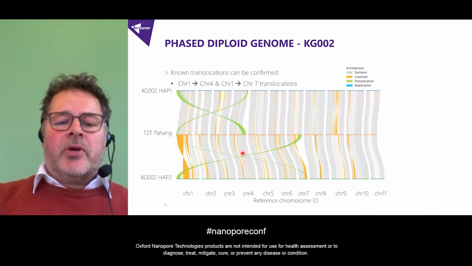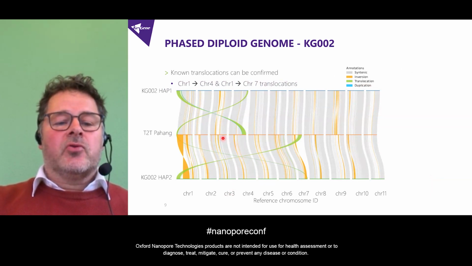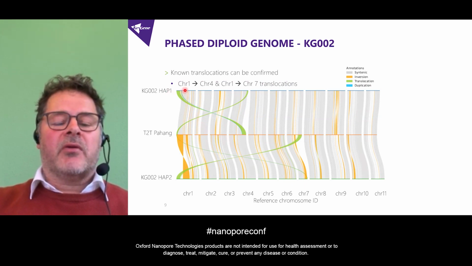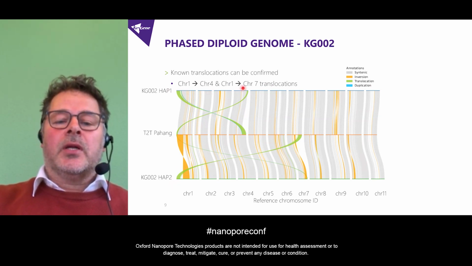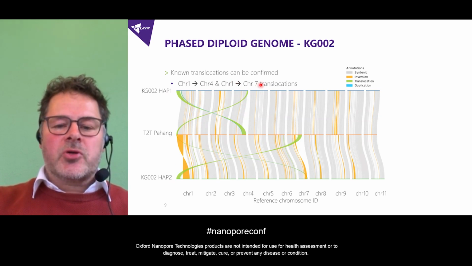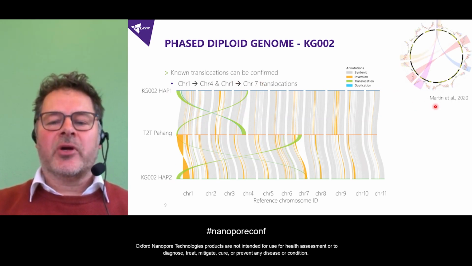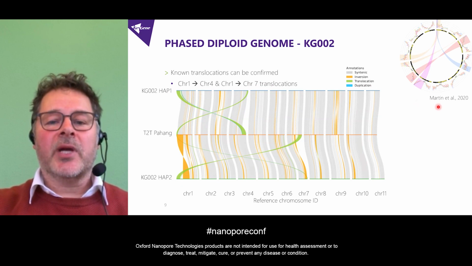So we used Circos to zoom in on the larger translocations we could identify, actually on both haplotypes. On haplotype 1 we could identify a large translocation going from chromosome 1 to chromosome 4, and on haplotype 2 there was another translocation going from chromosome 1 to chromosome 7. Nicely, these translocations were already described in a publication in the Plant Journal in 2020, confirming our results.